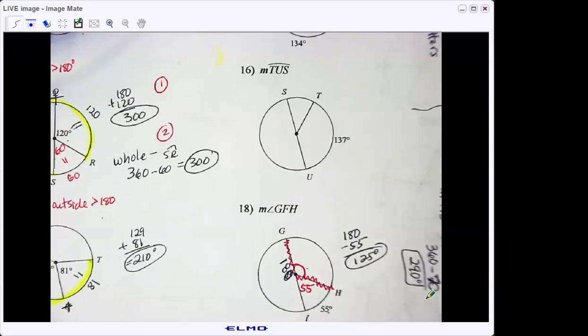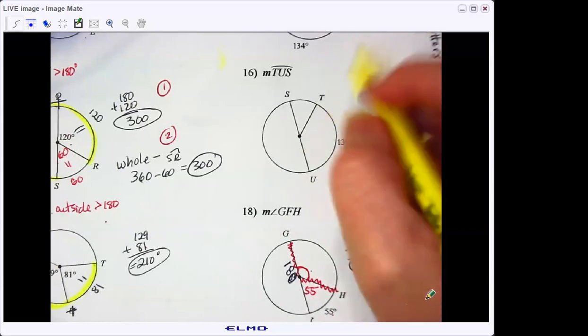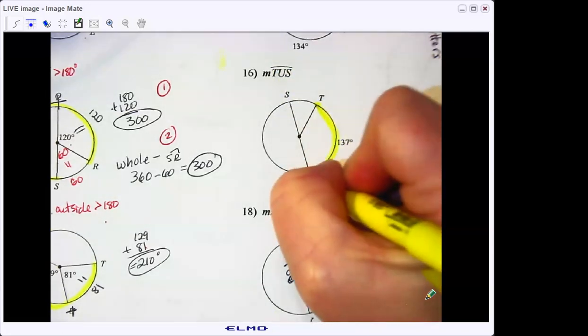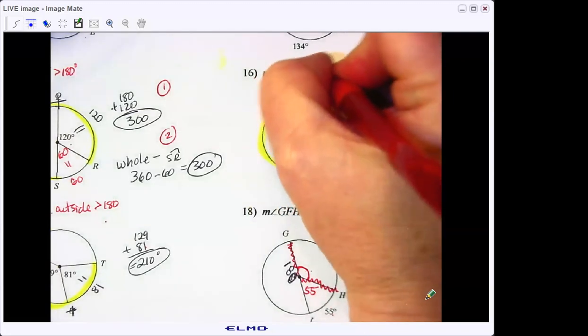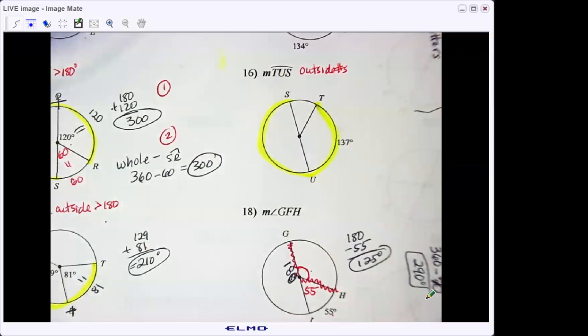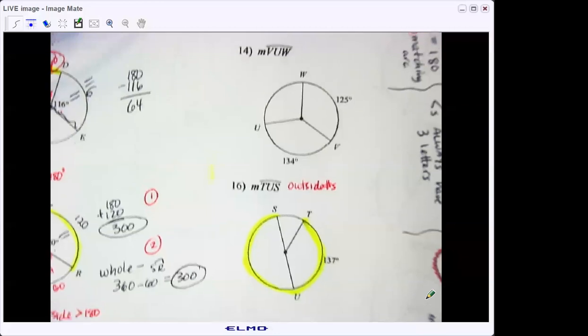So 16, we need arc TUS. Now we know that TUS means that it's going to be a bigger arc. It has to go from T in the direction of U in the direction of S. So TUS. We're talking arcs, we're outside numbers. Okay, put your answer in the chat box. Let's make this quick, guys, because we need to move on. Hopefully it's getting a little bit easier.